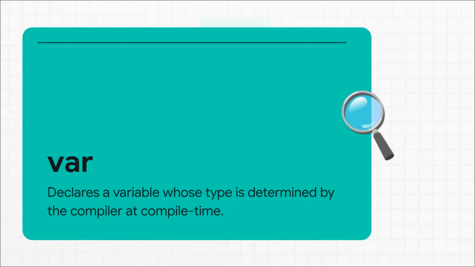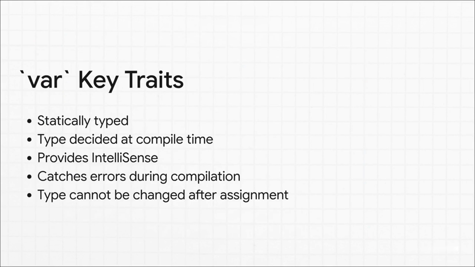With var, the plan is basically locked in before your program even takes its first breath. The compiler takes one look at your code, figures out the exact type it needs to be, and bam, it's set in stone. And these traits really tell you everything you need to know about the planner's personality. It's all about playing it safe, right? It's predictable. Because that type is decided at compile time, you get all that helpful IntelliSense, and maybe more importantly, the compiler becomes your safety net, catching your mistakes before the code even runs.